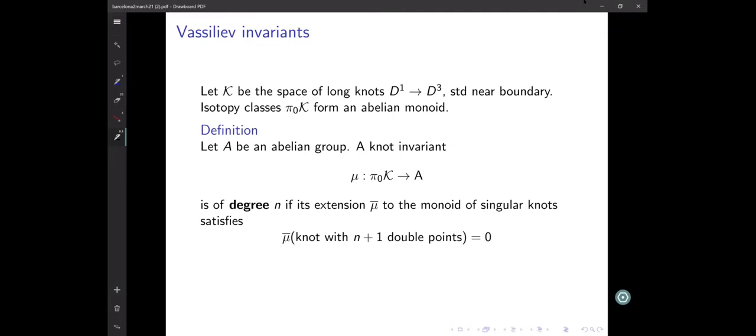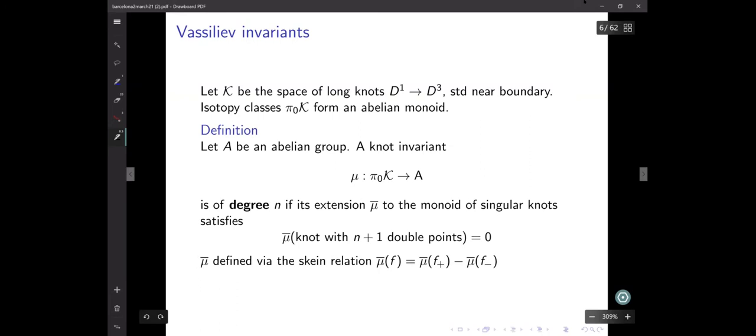So by a singular knot, I just mean a knot that can have certain double points, so something like this. That's a double point. It only has double points, so it's an immersion with a finite number of double points, and so we say it's of degree n if whenever you evaluate it on a knot which has n plus one double points or more, then this invariant takes value zero.